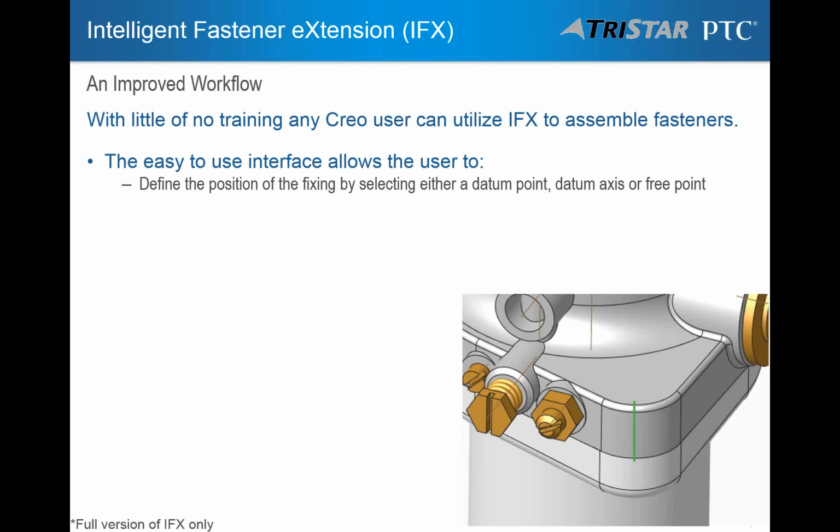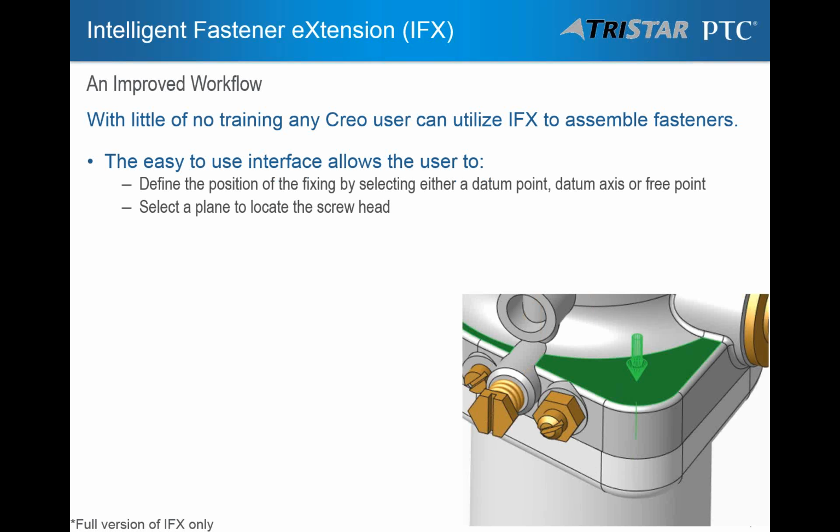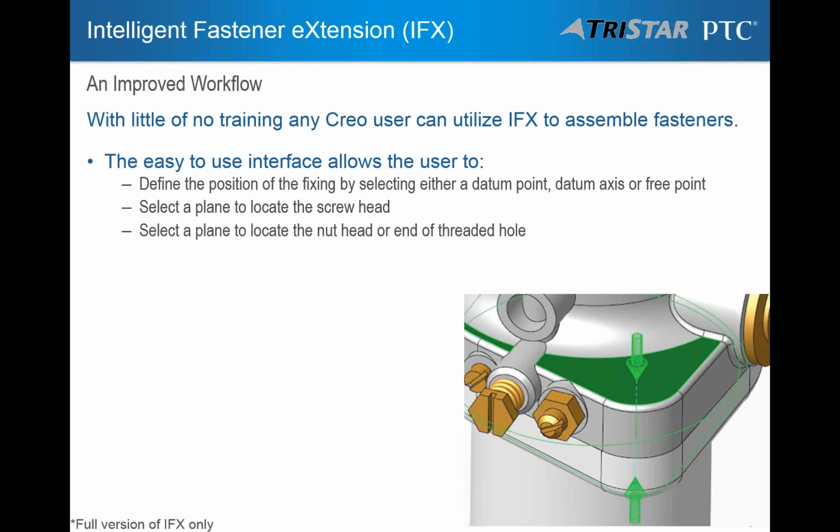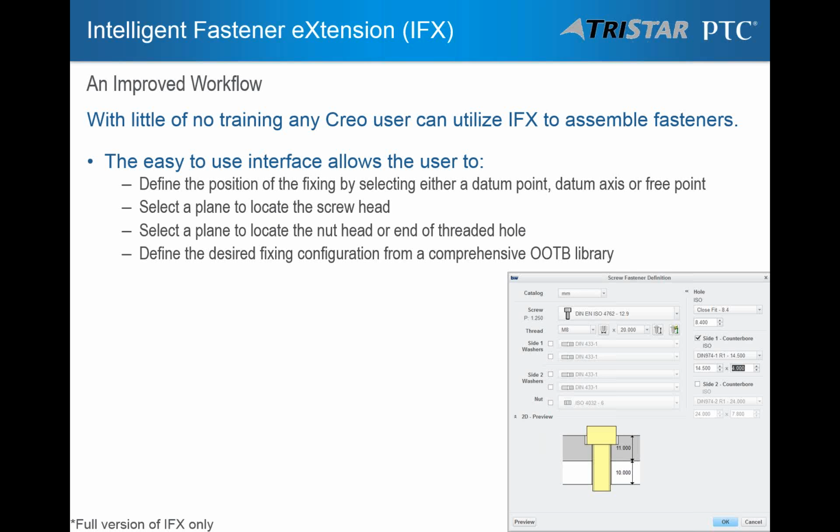There's an easy-to-use interface that allows the user to define the position of the fixing, if you will, by selecting either a datum point, a datum axis, or a free point. After selecting the location, then we need to select the plane to locate the screw head, followed by selecting the plane to locate the nut head or the end of the threaded hole. Once we've done that, we need to define the desired fixing, basically selecting the type of fastener that you want to use and any types of holes that need to be created, including counterbores or countersinks and so on. This is a comprehensive out-of-the-box library that's available with the tool, and there are some expansion abilities as well.